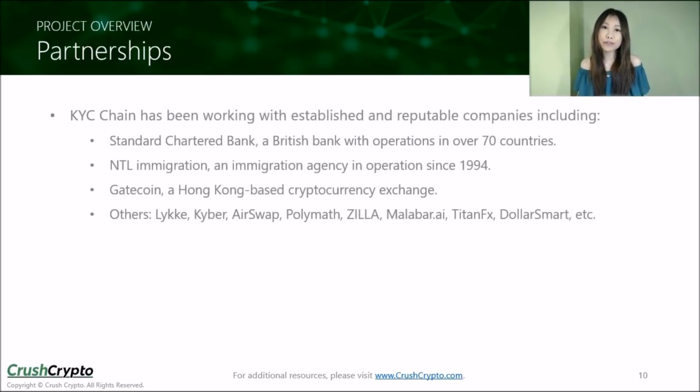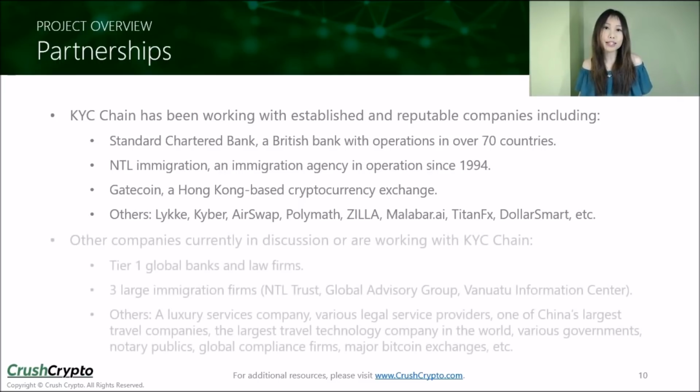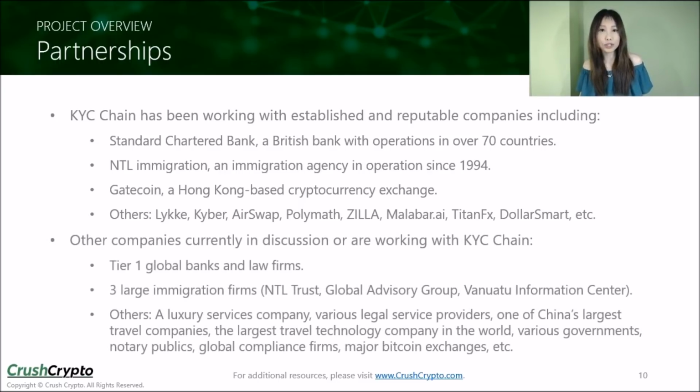KYC Chain has been working with established and reputable companies, including Standard Chartered Bank, NTL Immigration, Gatecoin, Kyber, AirSwap, Polymath, and so on. In a blog post, SelfKey also listed other companies that are currently in discussion or are working with KYC Chain, including Tier 1 global banks and law firms, 3 large immigration firms, travel companies, various governments, major Bitcoin exchanges, and so on.